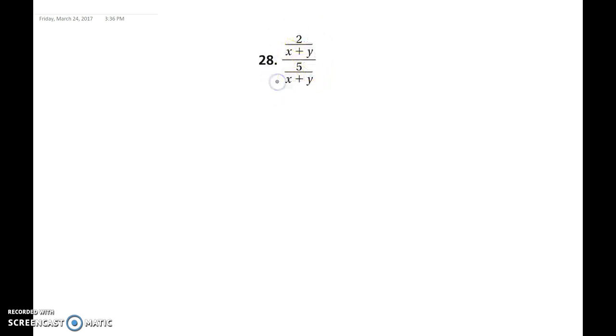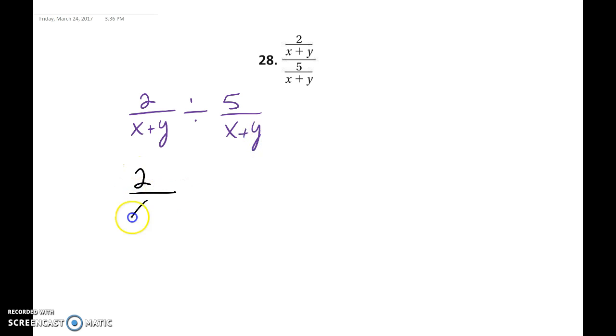So when that happens, the easiest way to do this is just rewrite it. So 2 over x plus y, and fraction means division, so it's divided by 5 over x plus y. And then we use our rules. We keep, we change to multiplication, and we flip. Now this one works out nice and easy because our x plus y will then eliminate, and then we would just be left with 2 over 5.